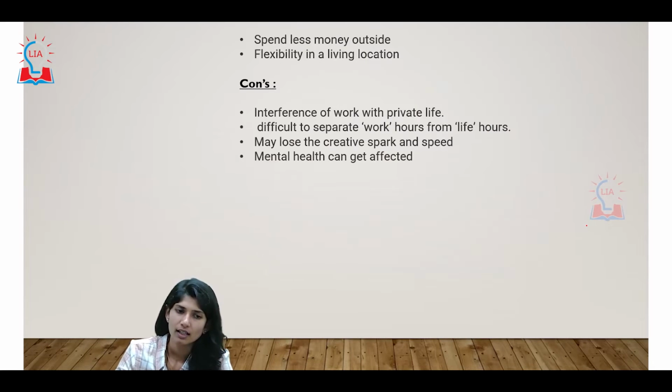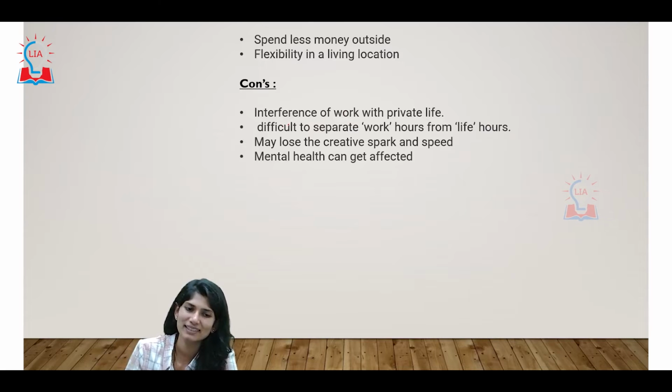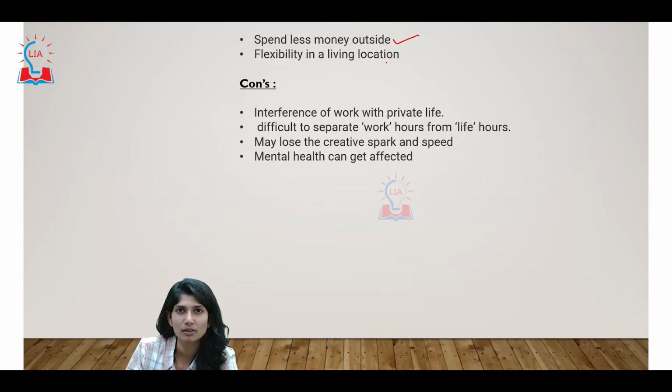Spend less money outside, indicating that they couldn't party anymore, they couldn't go outside anymore. That was both pro and con, but still the amount of money spent on those kinds of things reduced. Flexibility in living locations: for example, Bangalore is an IT hub, which means people from throughout India will come here, stay here, work here, but now they could go back to their place and work from there.